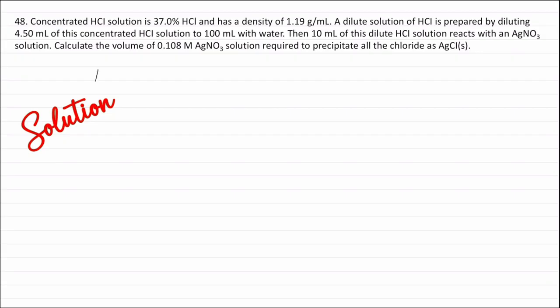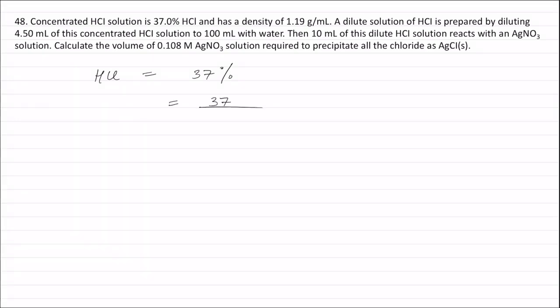The HCl solution is 37% HCl. This 37% can also be written as 37 by 100. Therefore, volume of HCl is 37 milliliter and volume of the solution is 100 milliliter. Therefore, moles of HCl will be equal to weight of HCl divided by molecular weight. Now, how to get the weight of HCl? Weight of HCl will be equal to volume into density, that is 37 into 1.19, and weight of HCl divided by its molecular weight, that is 36.5, will give the moles of HCl.